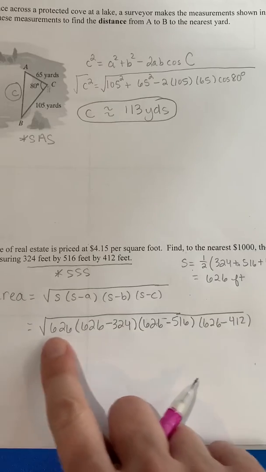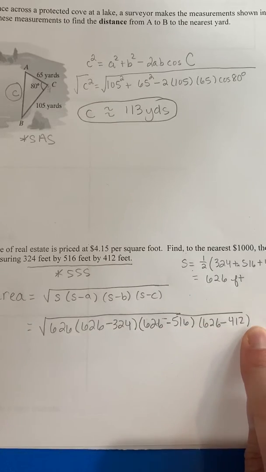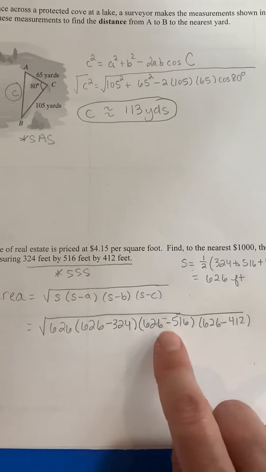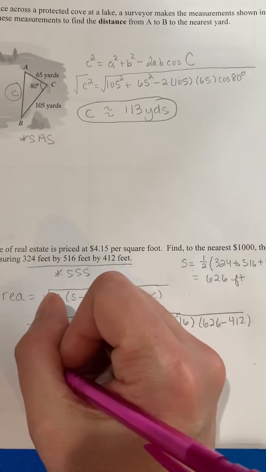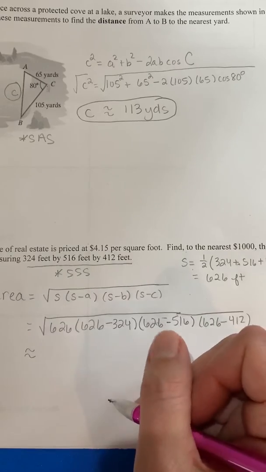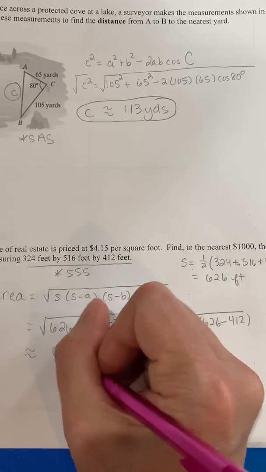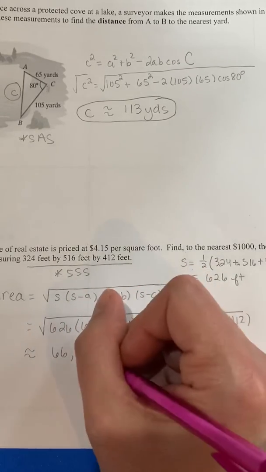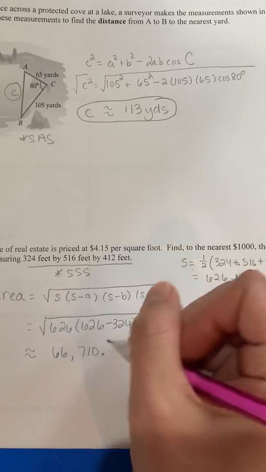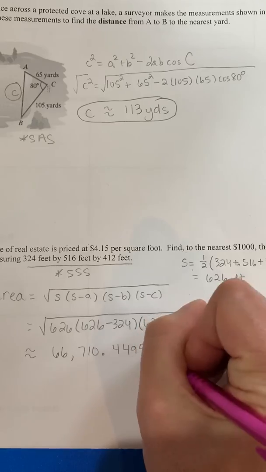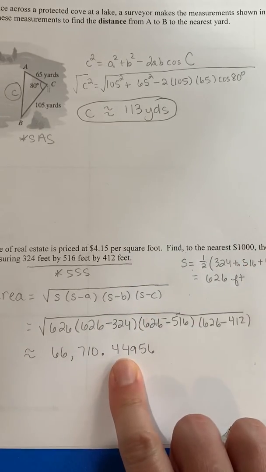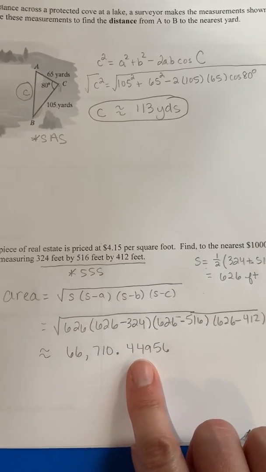So you can take the square root of this entire expression as is. You can find the answers for these, whatever you feel most comfortable with. You'll end up getting an area that's approximately 66,710. I'm going to keep quite a few decimal places at this point. You can double check me on this computation. So that's the area of this triangular lot.